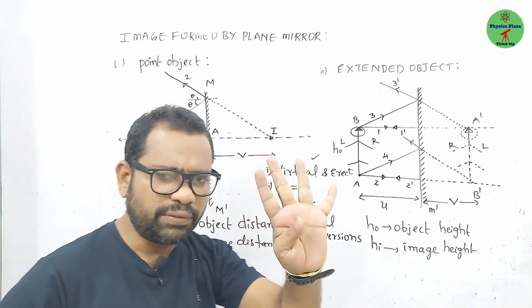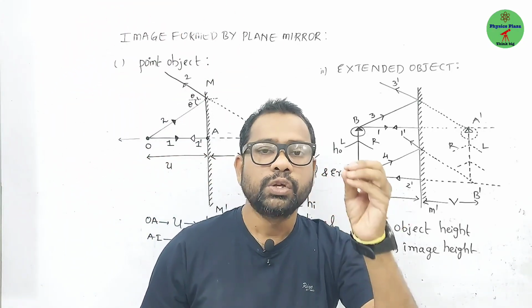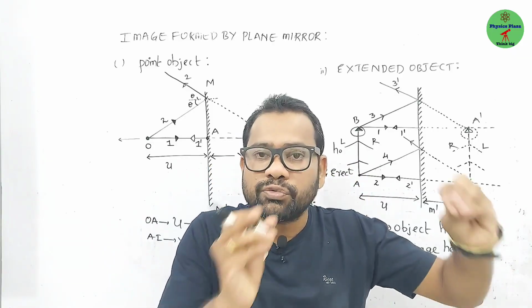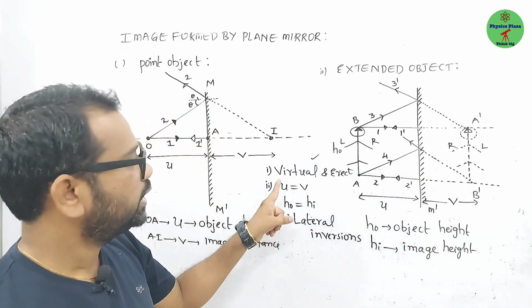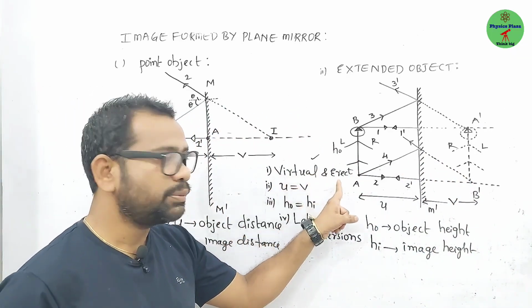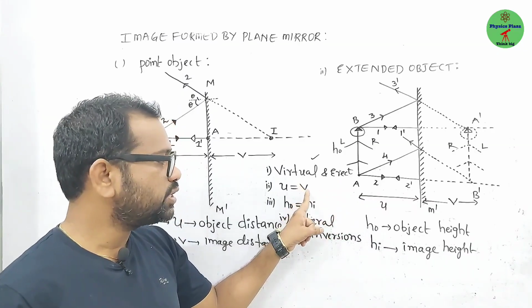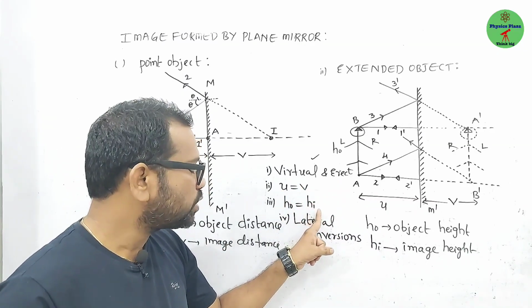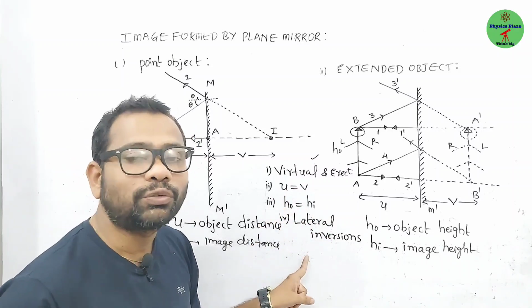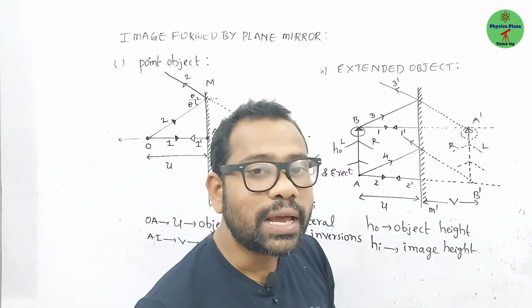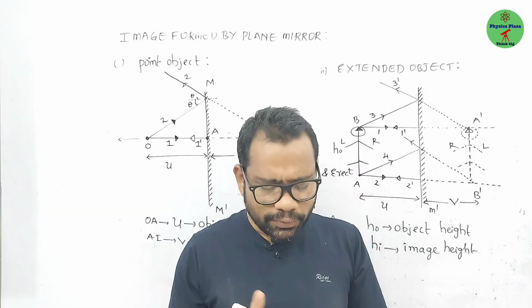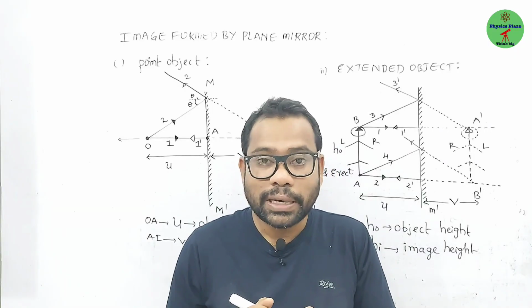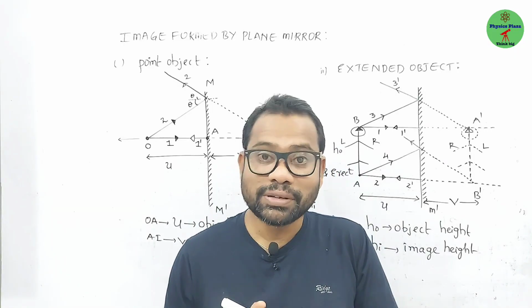Children, four very, very important characteristics. What are the characteristics of the image formed by a plane mirror? First one, it forms a virtual and erect image. Second one, image distance is always equal to object distance. Third one, image height is always equal to the object height. Fourth one, the image is laterally inverted. Now we will have a little bit of in-depth discussion about lateral inversion. We may have questions also.